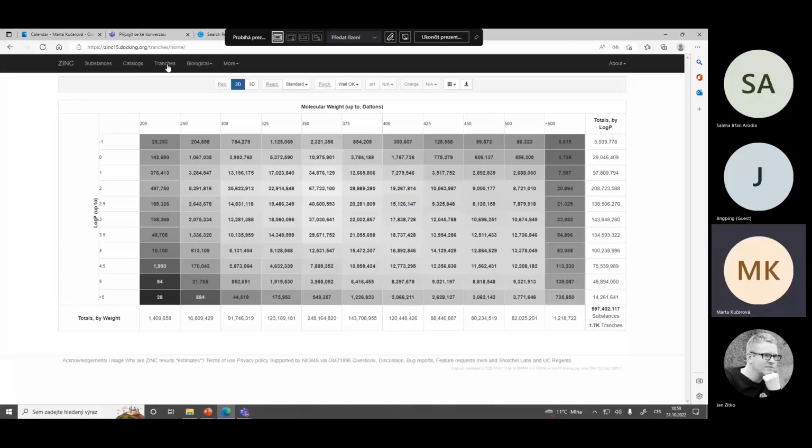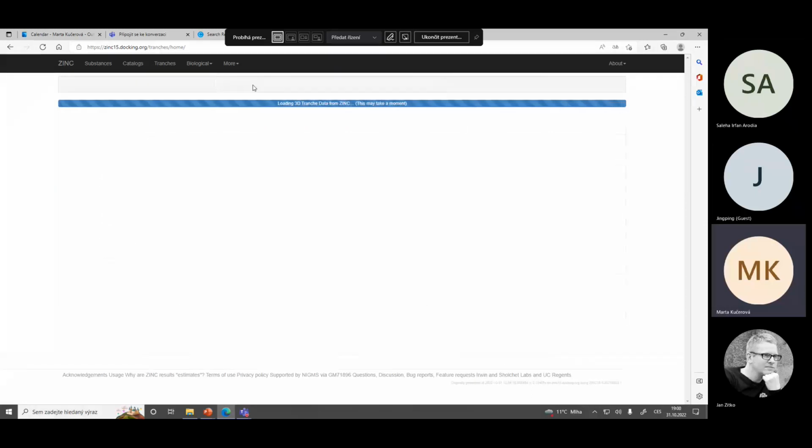And I would like to show also the tranches, which is the table where you can see the dependence of logP of the compounds on molecular weights. So you can choose different subsets. For example, here, I would get the compounds up to logP of 5 and up to molecular weight 500. And in the upper offer, I can choose either the 2D or the 3D format. And the compounds are downloadable in CSV file.